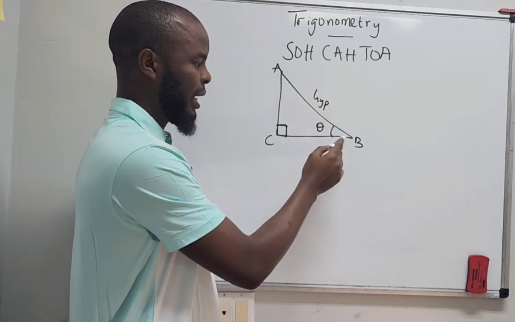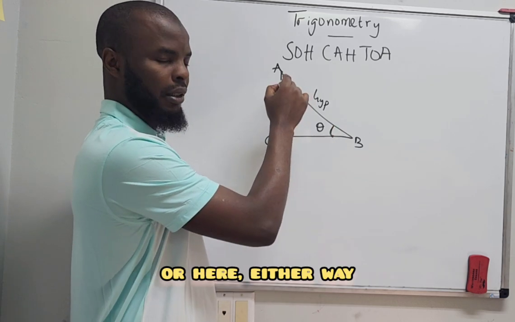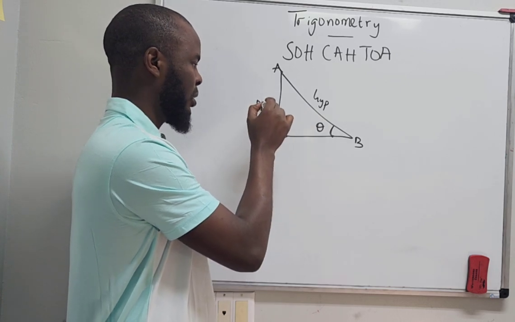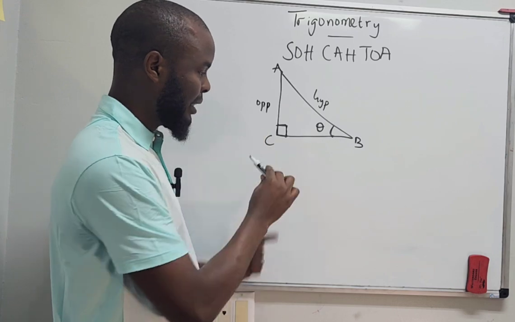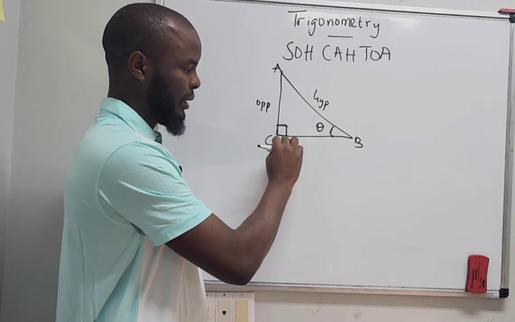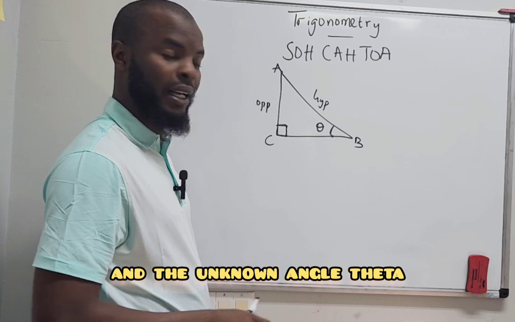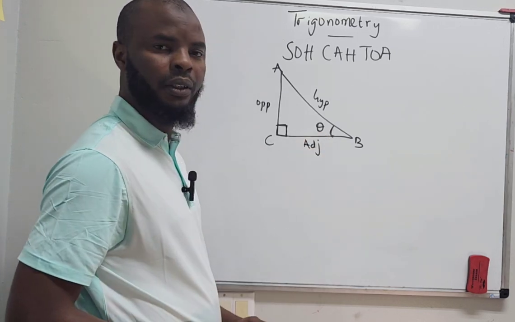And the given angle can be here or here, either way. But where theta is facing is called the opposite. And your adjacent is the line that has both angle 90 and the unknown angle theta. So it is called the adjacent.